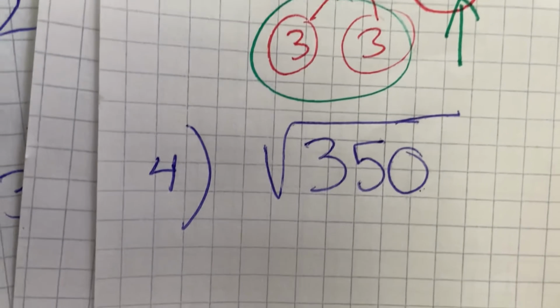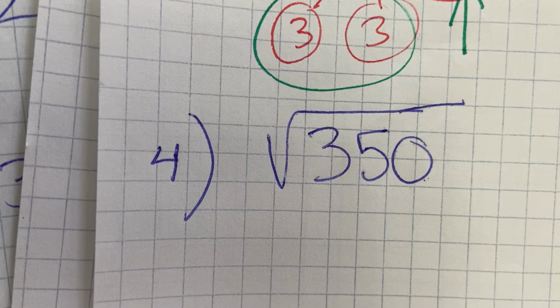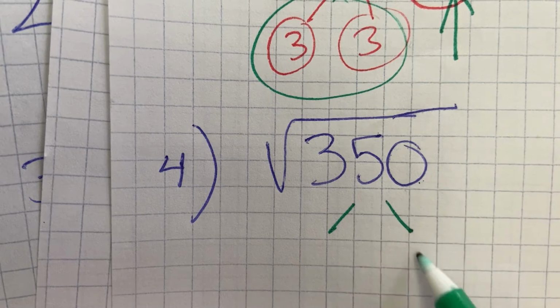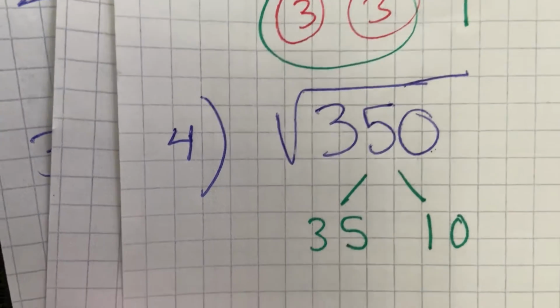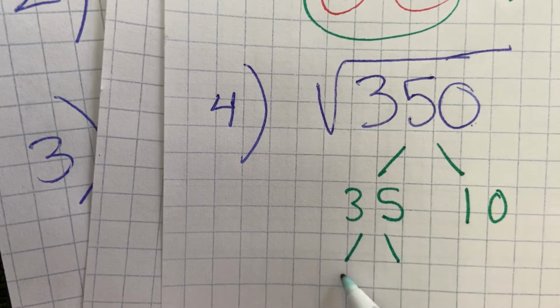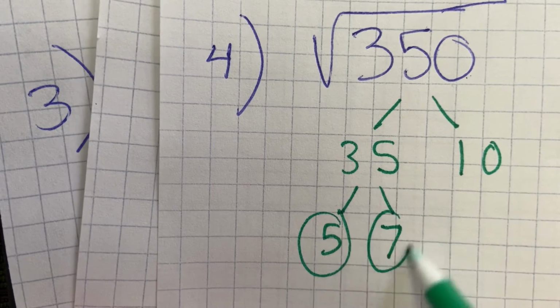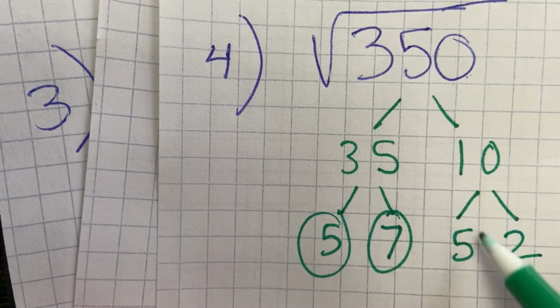Let's try another one. Again, pause the video if you need to go slower. All right, 350. Again, it doesn't matter where you start. I'm going to start by tens because I see it ends in a 0. So 10 and 35 make 350. I can keep going. 5 times 7 can make 35. I'm going to circle those because those are prime. 5 and 2 make 10.